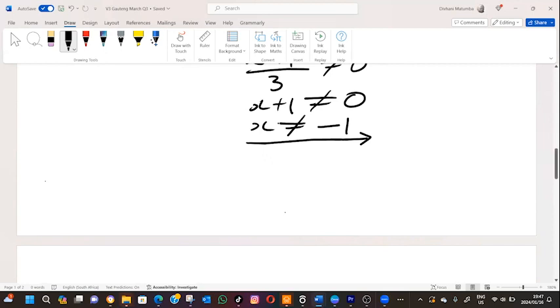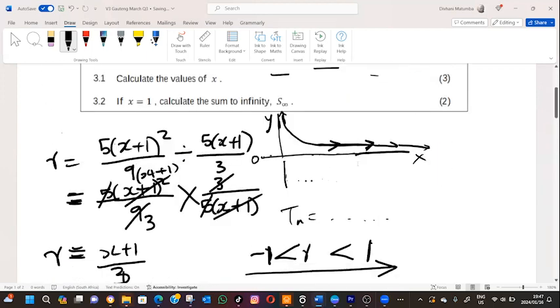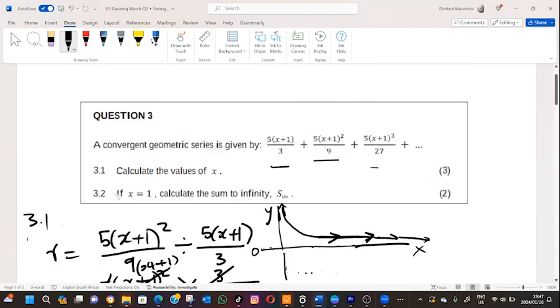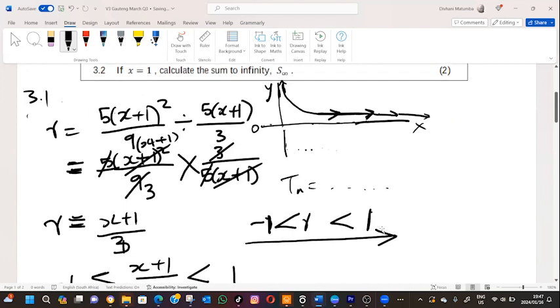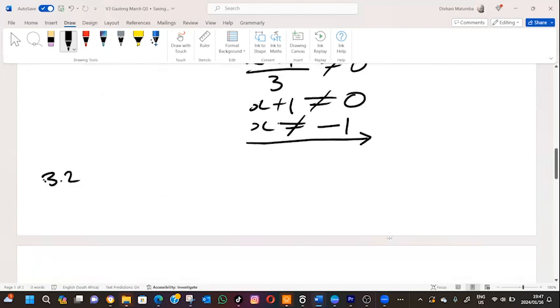Now, the last question, 3.2. We have, they said, if x equals 1, calculate the sum up to infinity. Now, this question is very straightforward. There's nothing special about this question. I mean, we're just gonna do copy and paste.